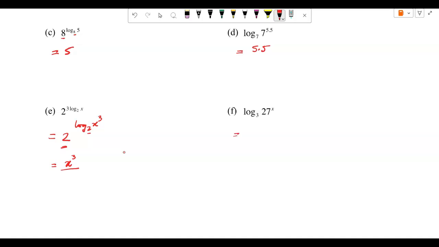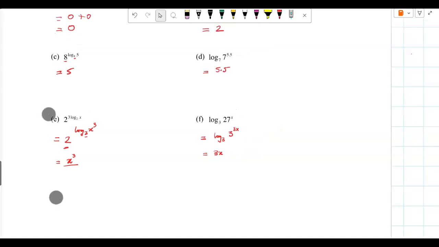Now here what will you do? 27 is what? 3 cube. So base and base are the same. So what's my answer? 3x. Okay. That's better than I thought.